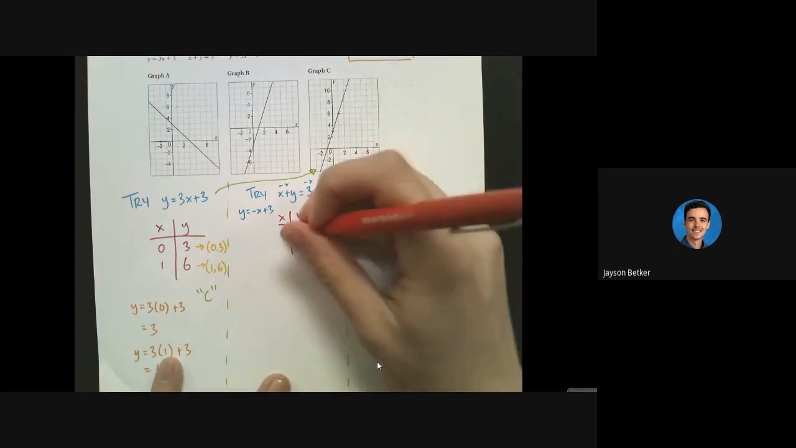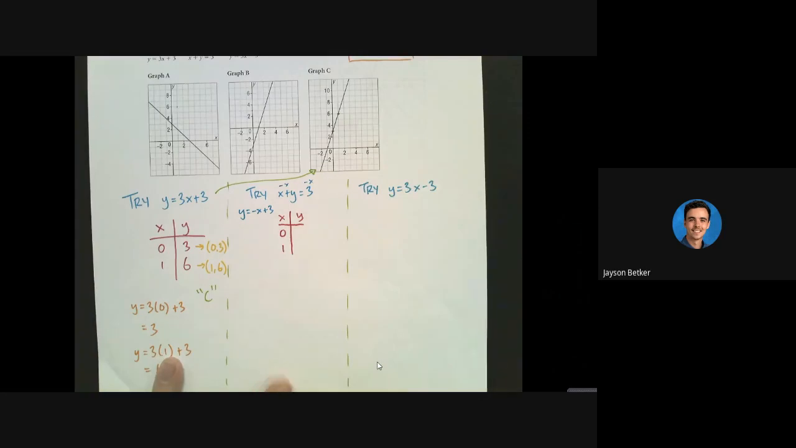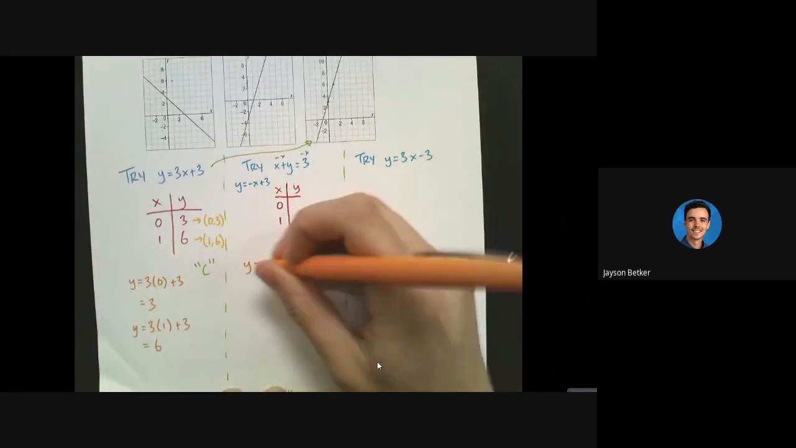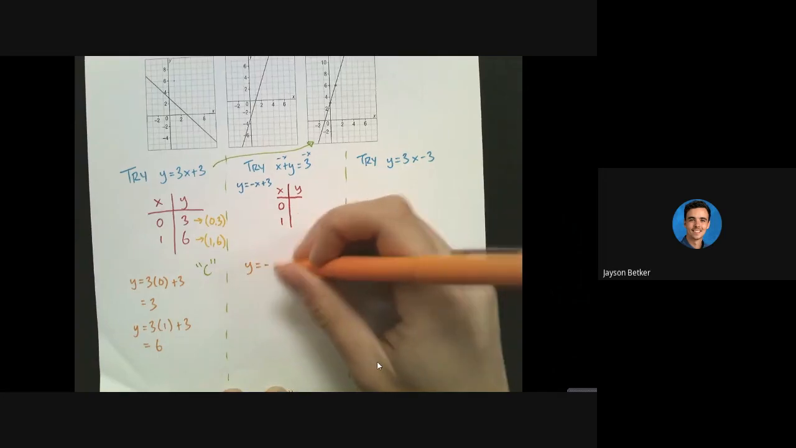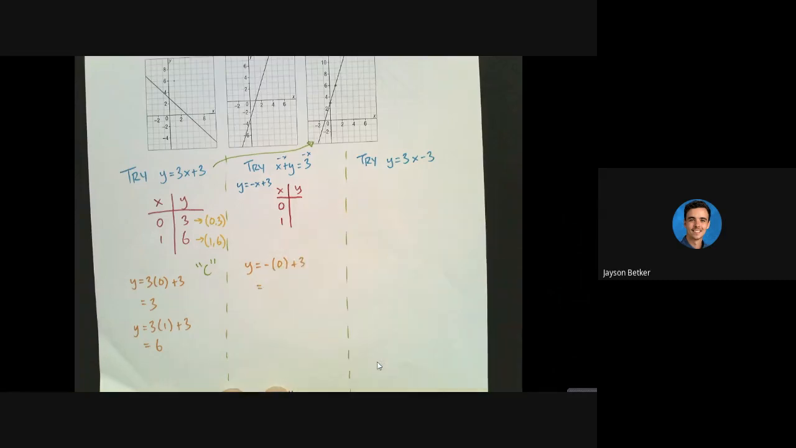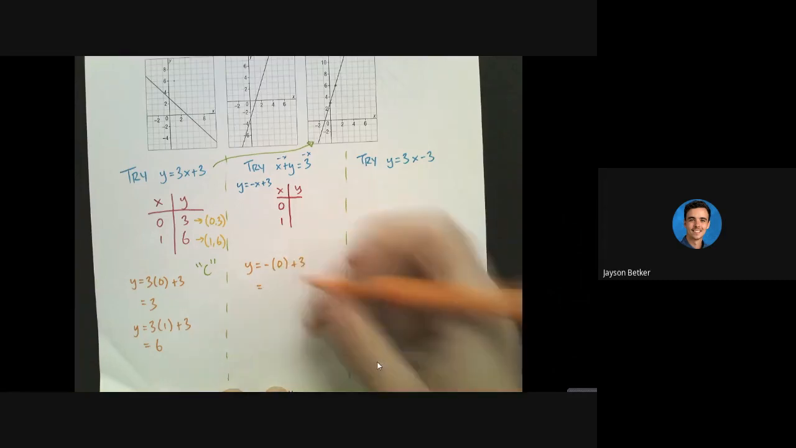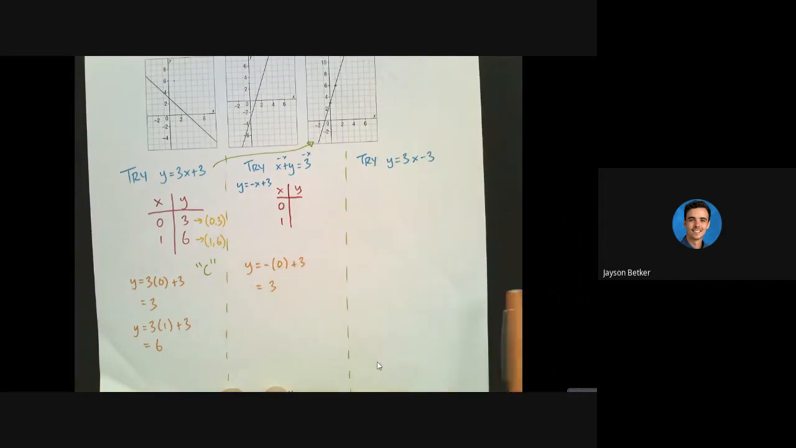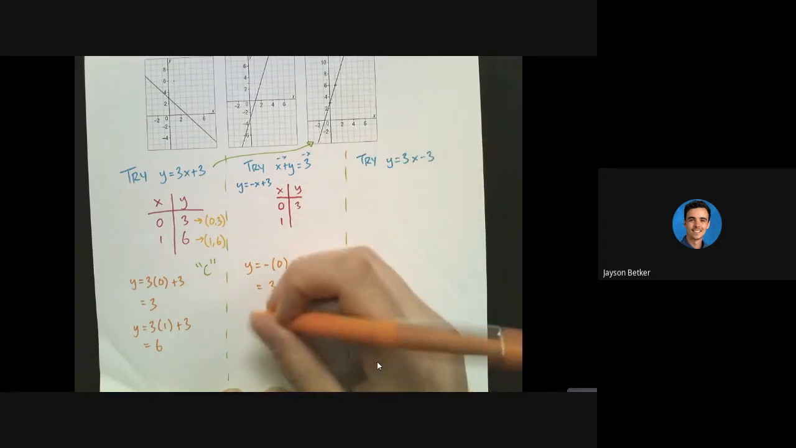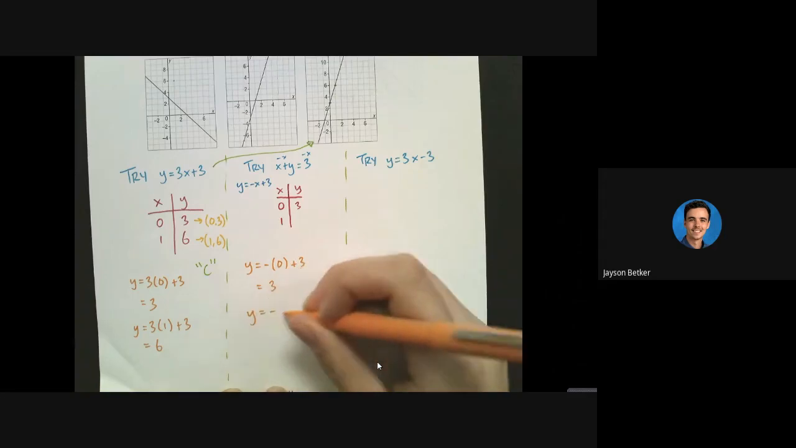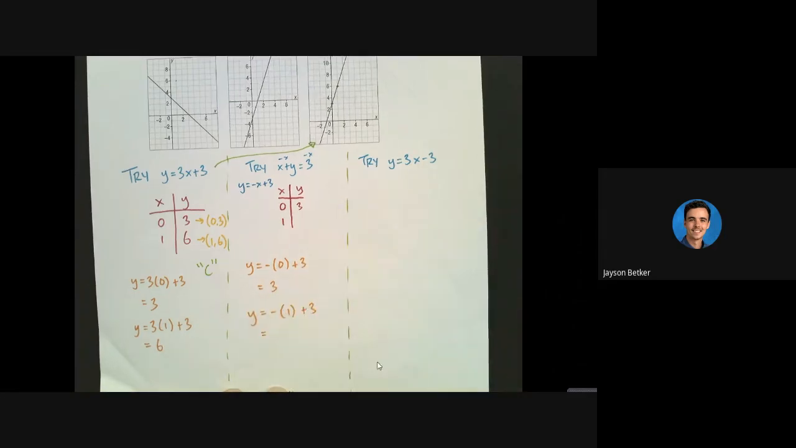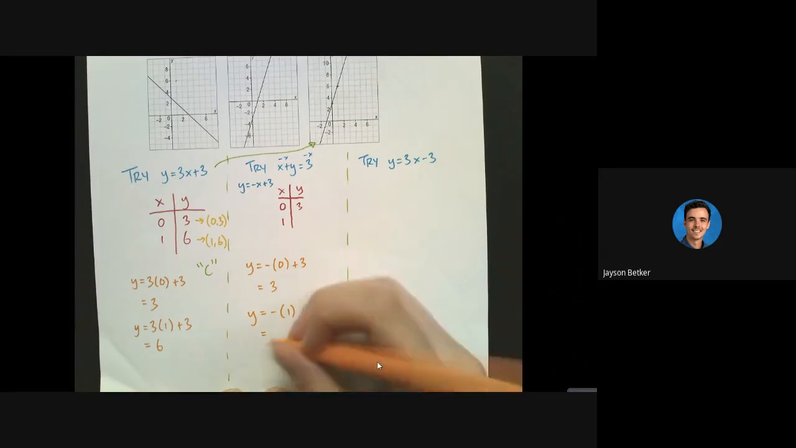Plug in the exact same values, 0 and 1, and let's do them together again. So when x is equal to 0, we get minus 0 plus 3. Well, 0 is just 0, so again, y is just equal to 3. And what about if x is equal to 1? y equals minus 1 plus 3. Well, what's minus 1 plus 3? We all know that. It's 2.